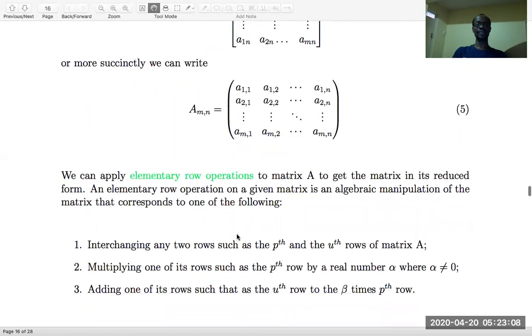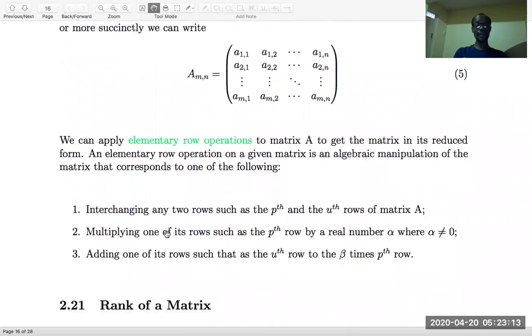in a short future. So what does this row operation actually do? Row operation doesn't really do anything special, it's merely an interchanging. One, you can interchange any two rows, such as the p and u rows of a matrix. That's allowed as a row operation. Two, you can multiply one of its rows, such as the p row, by a real number alpha. So you can maybe take row 1 going to a half of row 1. Or you could say row 1 moving to row 2. So you can swap rows.